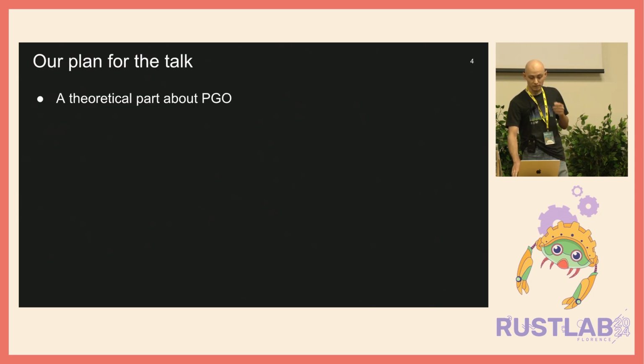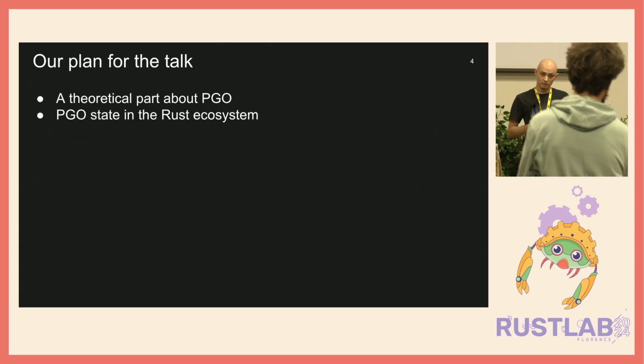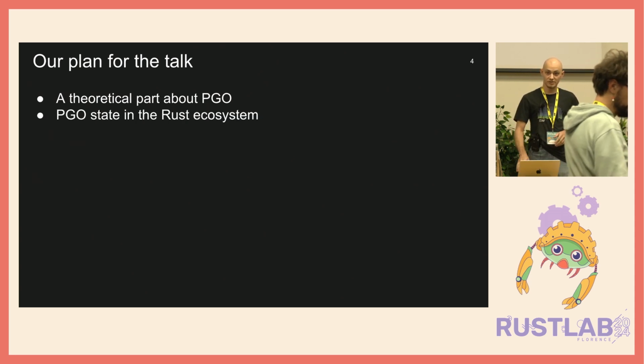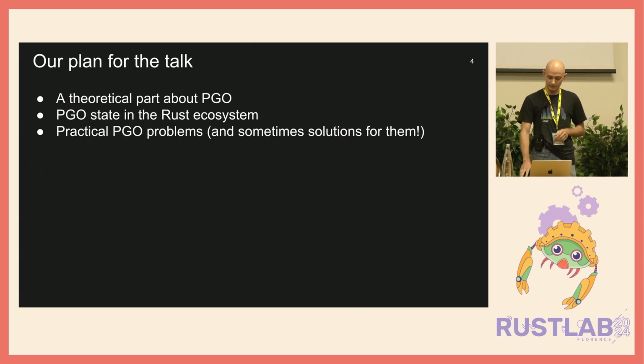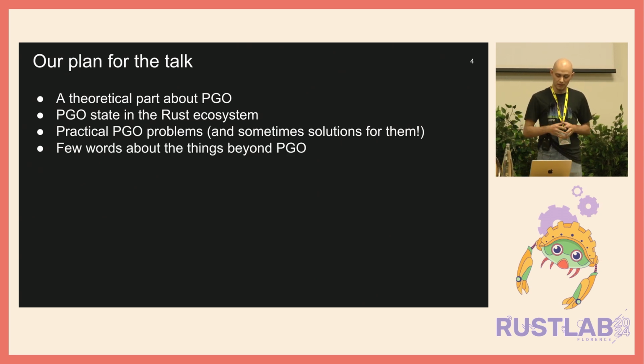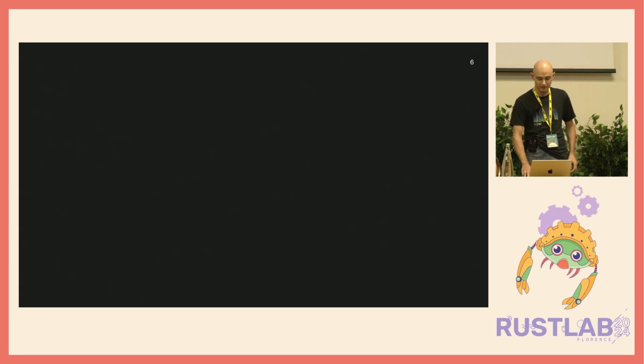Our plan for the talk: a bit of theory about what PGO is, then we'll discuss the current PGO state in the Rust ecosystem. Then we'll discuss briefly practical PGO problems and how they can be mitigated, and a few words about the things beyond PGO. So, a bit of theory.